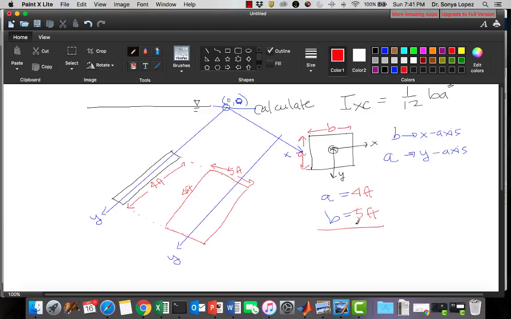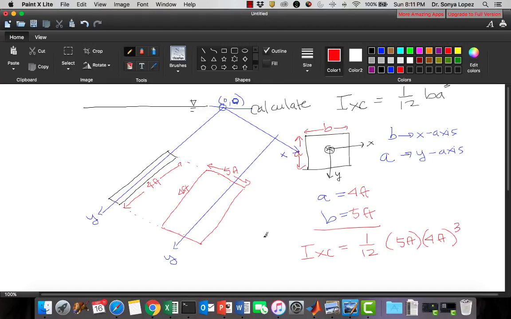Do you understand? So IXC is 1 over 12 times B, 5 feet, multiplied by A, which is 4 feet cubed. So the units for I are going to be length to the 4th, always. Because here we have foot cubed, so it's going to be foot multiplied by foot cubed. It's going to be, in this case, feet to the 4th power. This is always going to be the units for the moments.